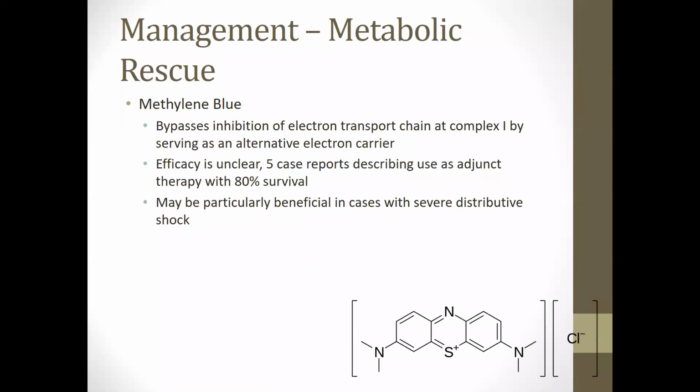And then methylene blue. We're probably familiar with methylene blue as a treatment for methemoglobinemia, but it actually has a lot of other interesting effects in the body. It could theoretically bypass complex 1 of the electron transport chain and serve as an alternative electron carrier. And there's some evidence from the last couple of years that this may actually be extremely effective in metformin-associated lactic acidosis. The case reports have like an 80% survival actually when you use this.